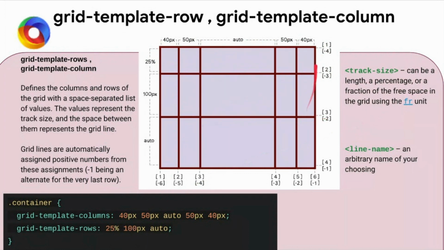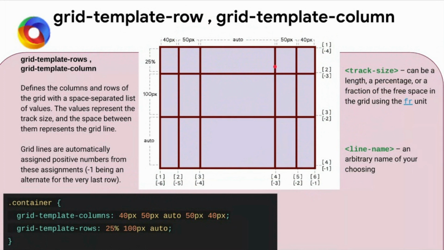this row or this row has a numbering system of its own. So at the beginning, the first row would be 1, then this row would be 2, this row would be 3, this row would be 4. Similarly, here it would be 1, here it would be 2, and in the same way till 6. Apart from that, there is an alternate numbering system, that is the negative system, which starts from the end and comes to the start. So -1 would be the last one, and -6 would be the first one. So it will automatically assign one number to each of the rows.